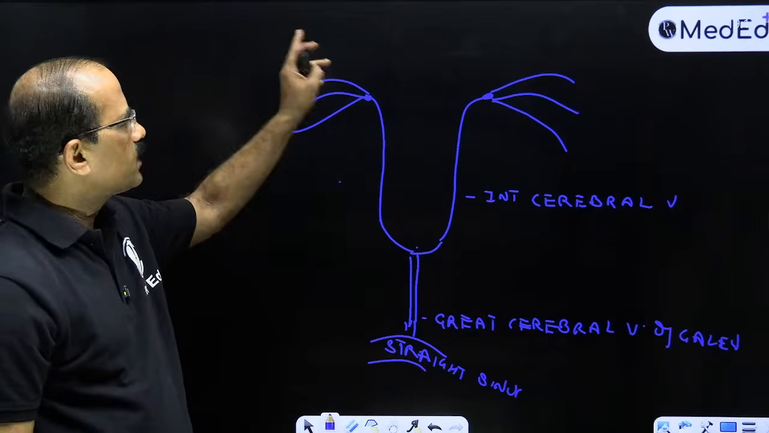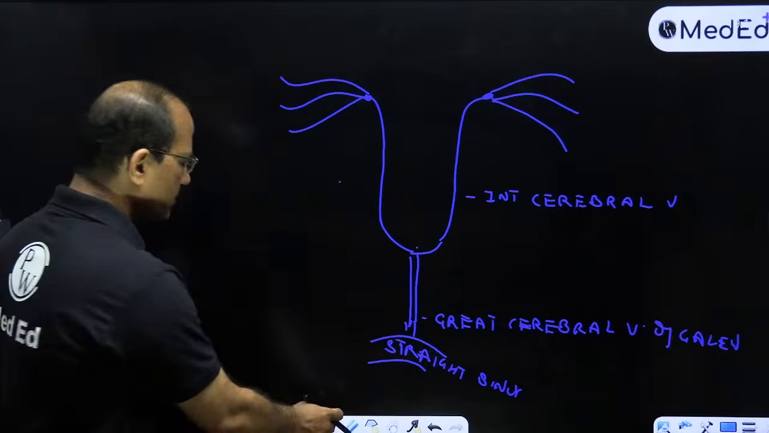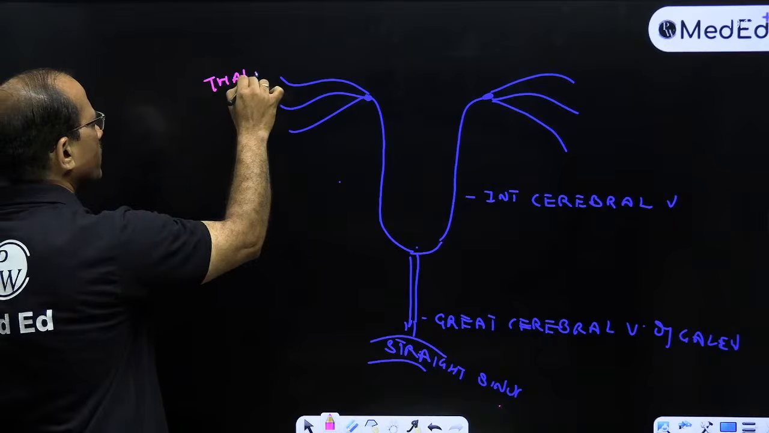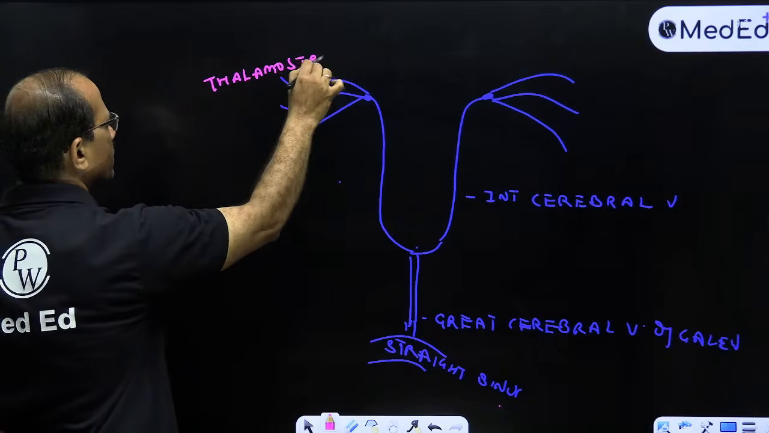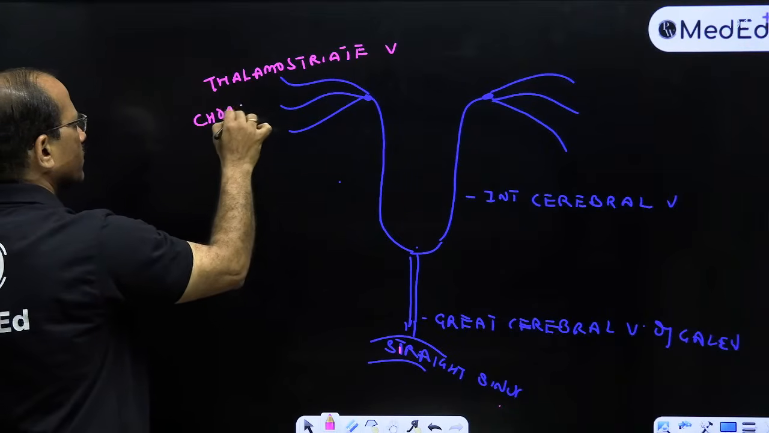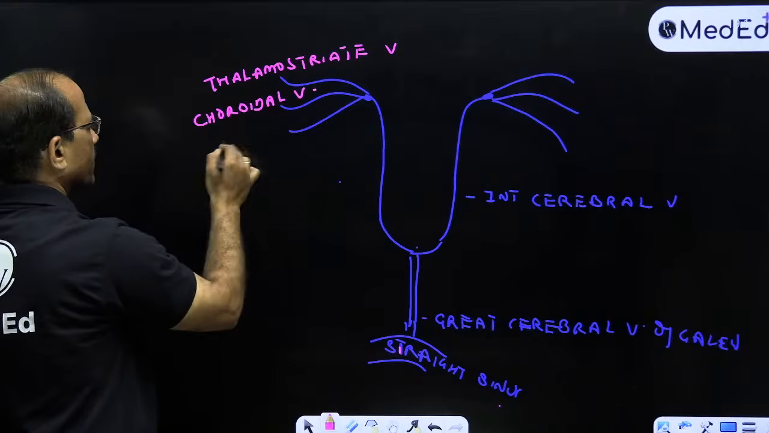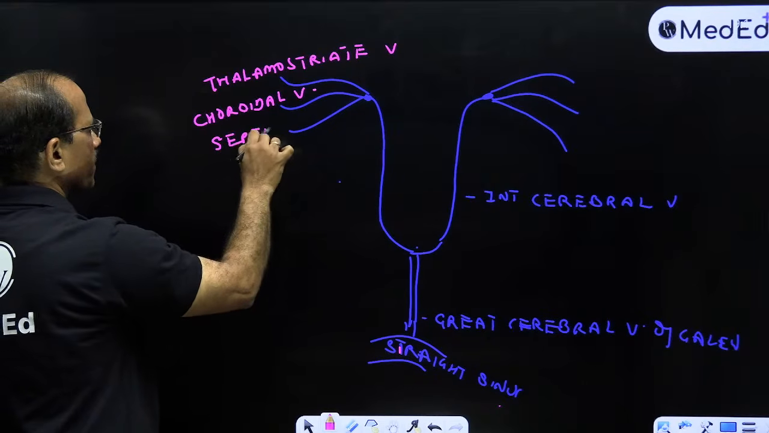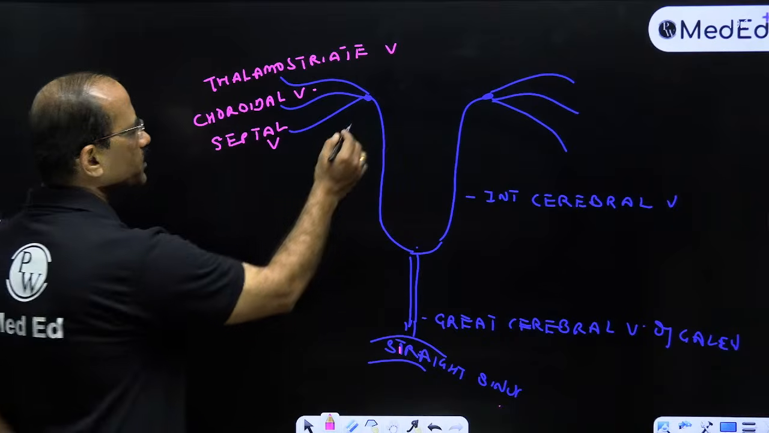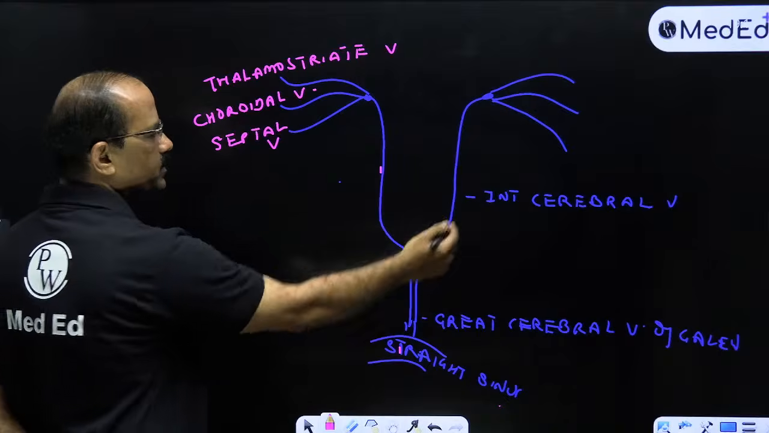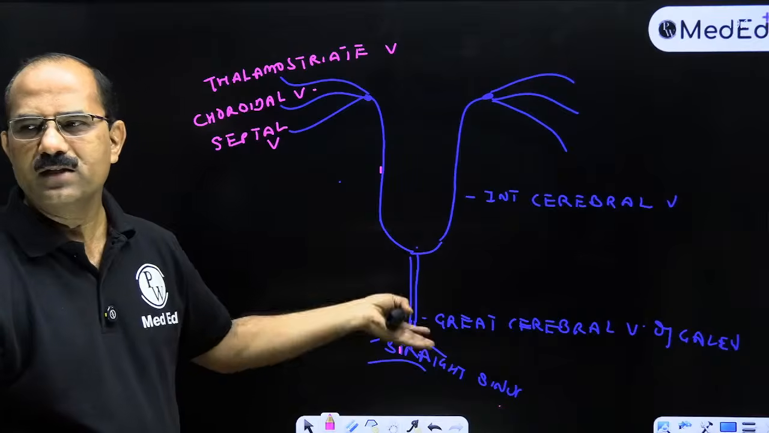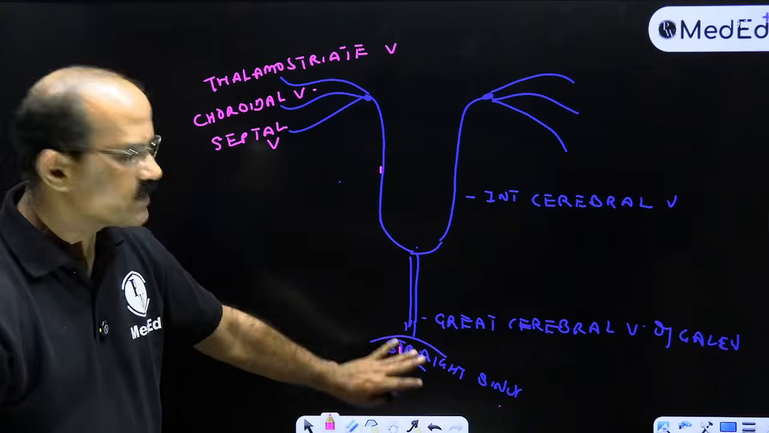The internal cerebral vein is formed by the joining of three veins: the thalamostriate vein, the choroidal vein, and the septal vein. Just remember this. Thalamostriate, choroidal and septal veins join to form the internal cerebral vein. Two internal cerebral veins join to form the great cerebral vein of Galen, which drains into the straight sinus.